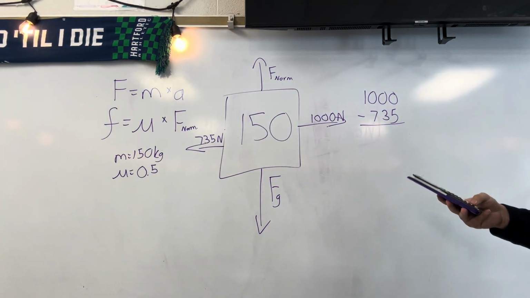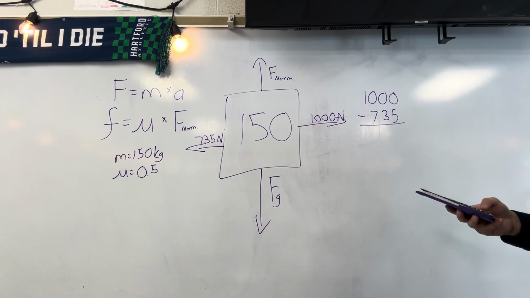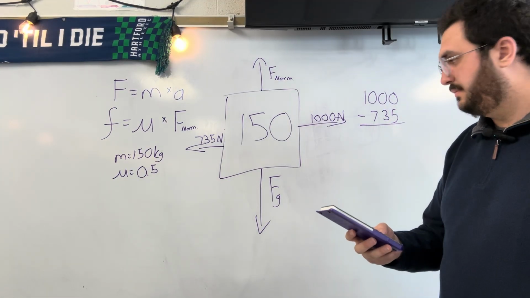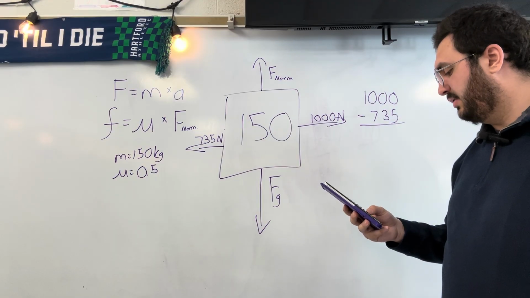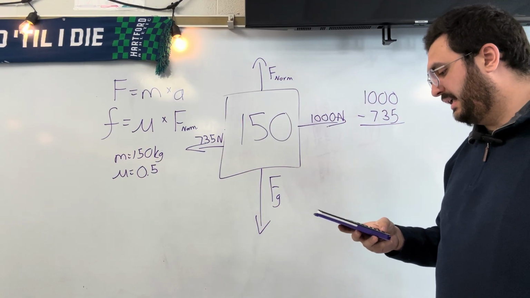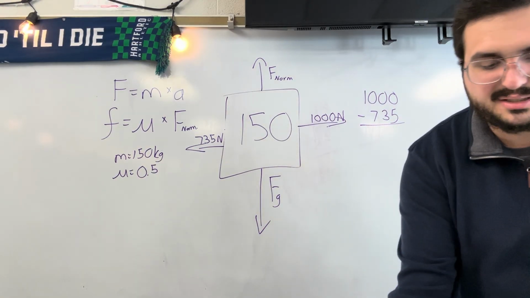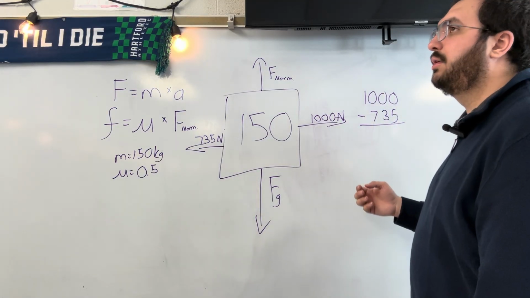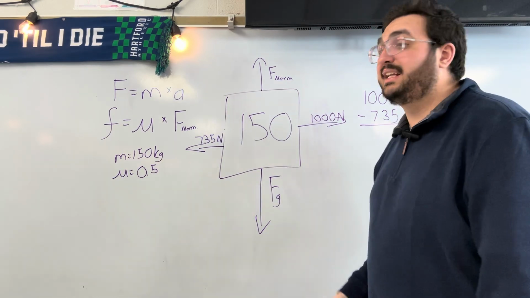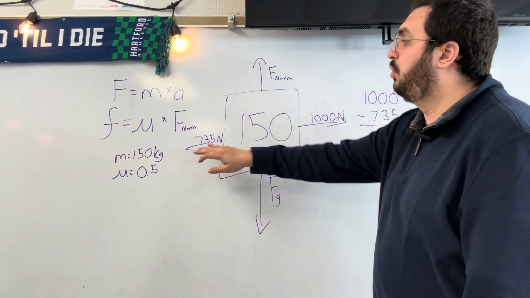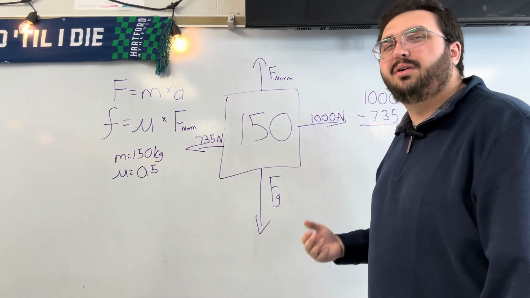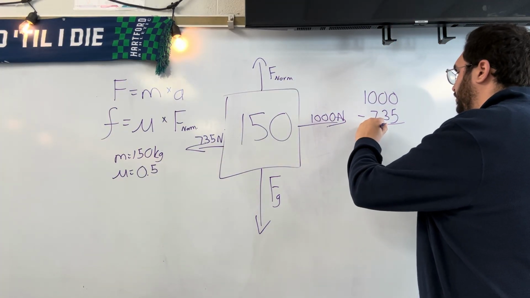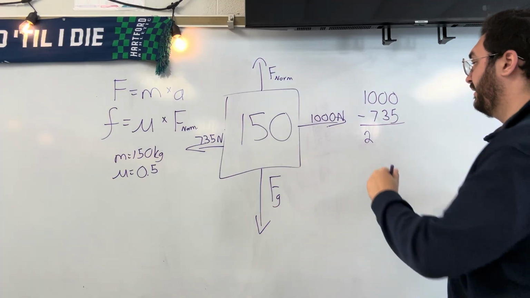So, 1,000 minus 735 equals 265. Now, the reason why I like doing it this way rather than the other way is because I don't like dealing with negatives if I don't have to. And plus, I'm not going to be moving in the negative direction. Moving in the negative direction, in this case, would mean moving towards friction, which doesn't really make a whole lot of sense to me. So, I like to keep my numbers positive where possible. So, 265.